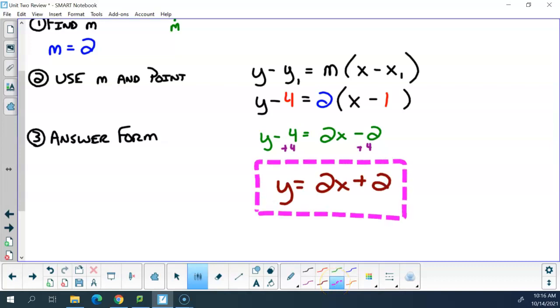Checking to make sure that it has a slope of 2. Yes, it does, because it's 2x and it's in y = mx + b form, so my slope is 2. Checking to make sure it goes through the point (1, 4): if I plug 1 in for x, I get 2 + 2, which is 4, and 4 equals 4. So it handles both.